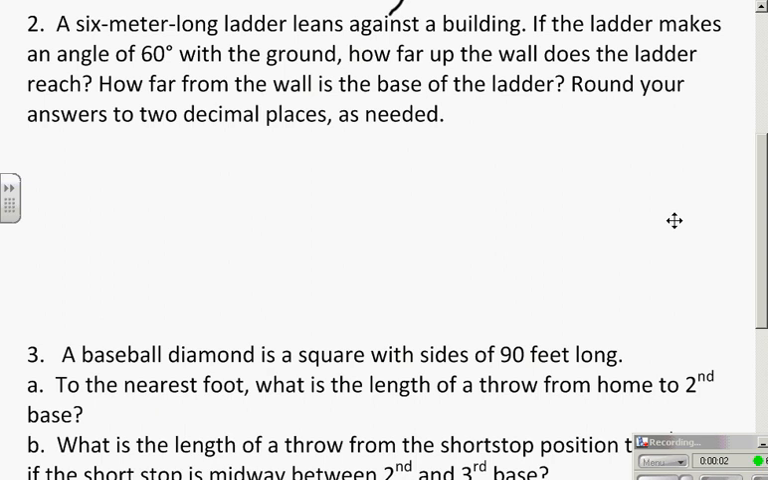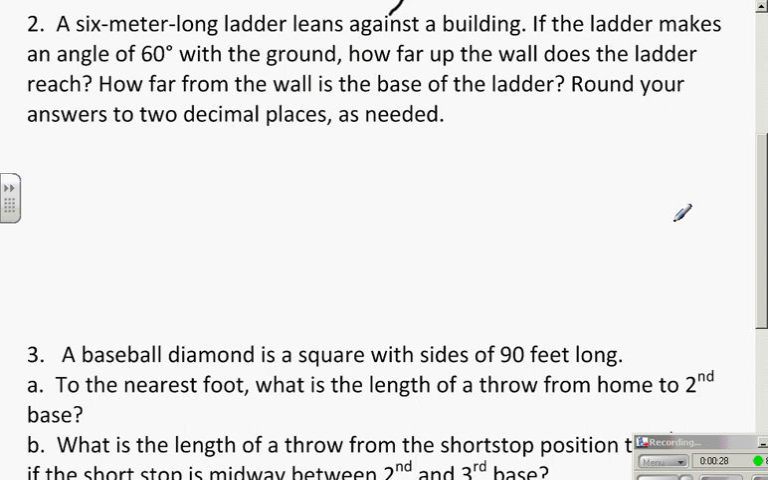Now, things wouldn't be fun without a word problem, and this is going to seem like a very similar word problem from the ones we did in 7.1, except we're going to be able to apply our shortcuts. So we have a 6-meter long ladder leaning against a building. If the ladder makes an angle of 60 degrees with the ground, how far up the wall does the ladder reach? How far from the wall is the base of the ladder? Round your answers as needed.